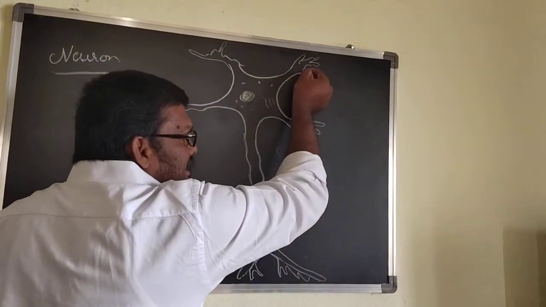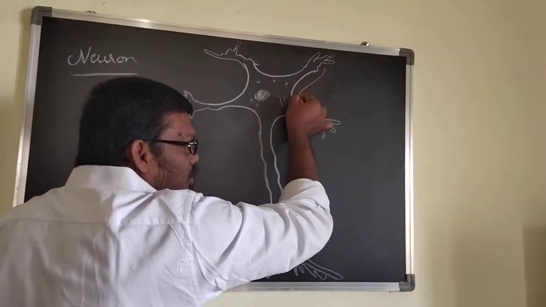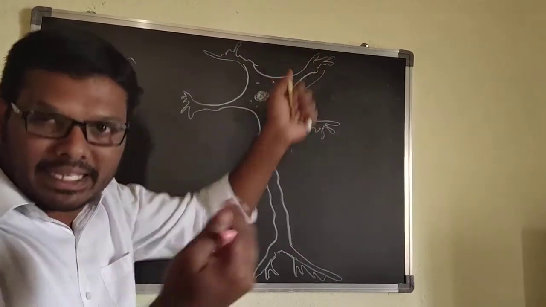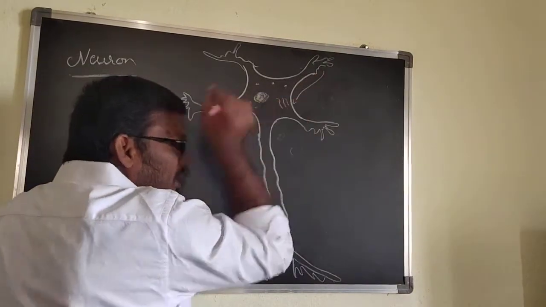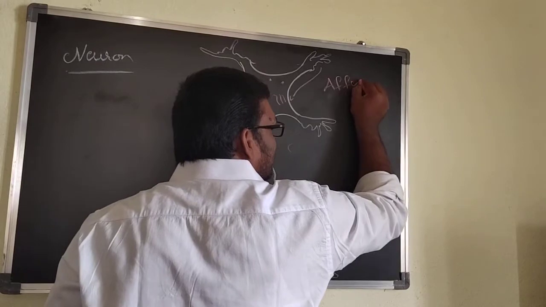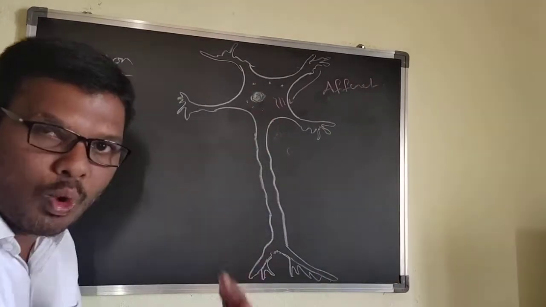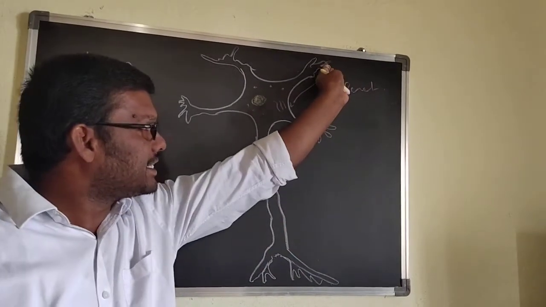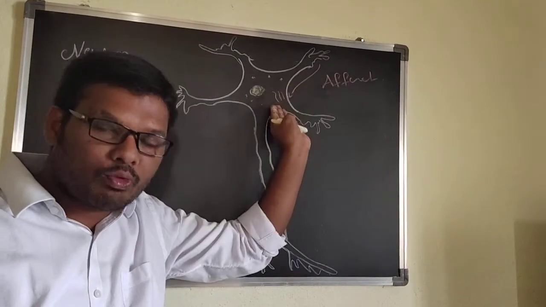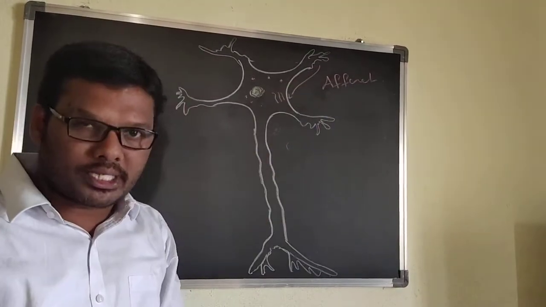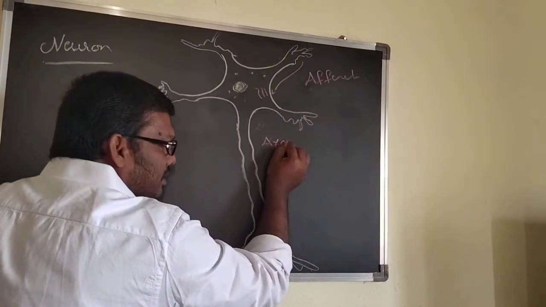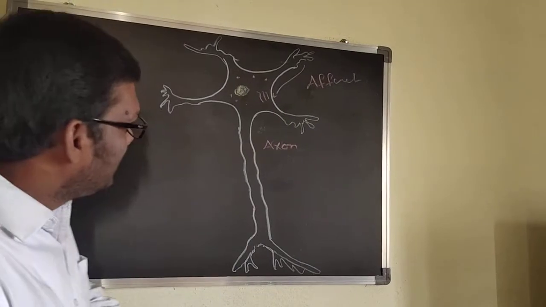It can send the information to the cell body. It means it sends the impulse towards the cell body. That process is called an afferent process. Afferent indicates towards. That's why dendrites send the signals to the cell body. That's why dendrites show what type of process? Afferent process.